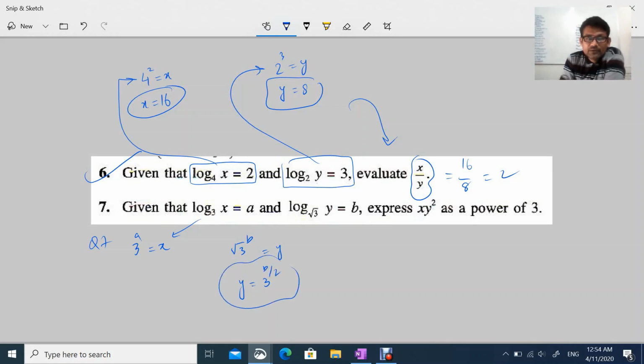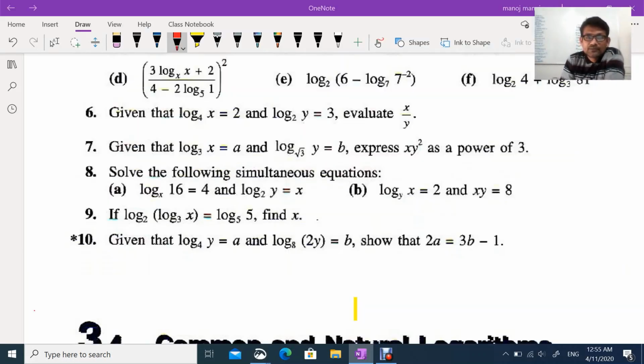Okay, these two values I have to substitute here. x, y square. What is x? x is 3 power a, and y is 3 power b upon 2, whole square. This 2 and 2 cancel out. What we have is 3 power a into 3 power b. So the base is 3, which means on the same base the powers will be added, and that's your answer. And we have done it.